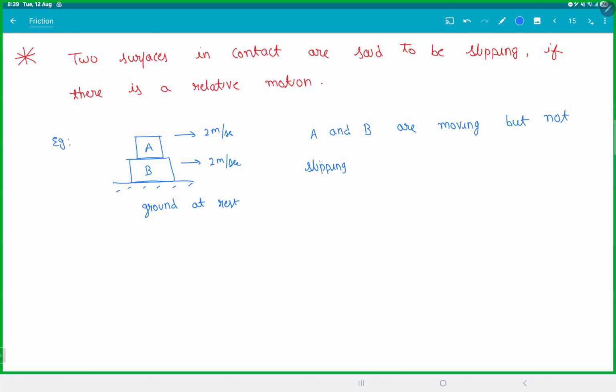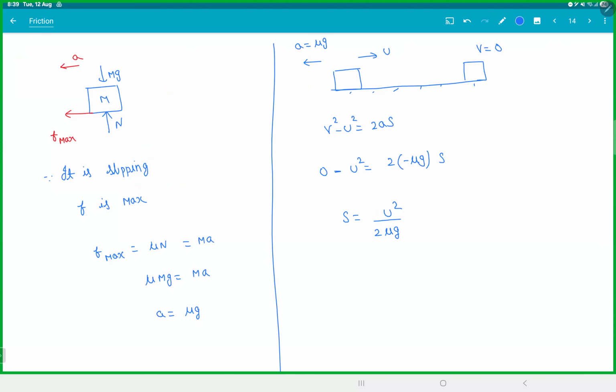If you look at here, B and ground are slipping because ground's velocity is 0, B's speed is 2, B and ground are slipping. Is that clear, everyone? What do you mean by slipping and no slipping? No slipping does not mean the block is at rest. In this case, since the ground is at rest, eventually when the block stops, there will be no slipping, so friction becomes 0. All clear with this?